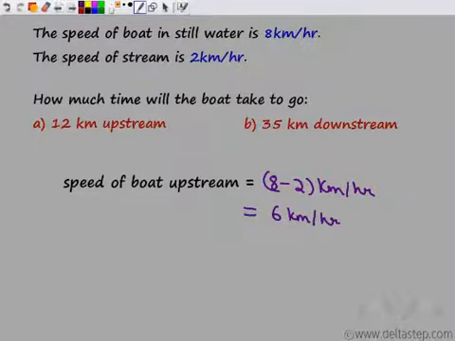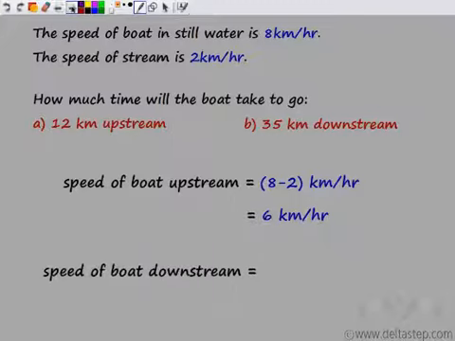Similarly, I can find the speed of the boat downstream also. When you're moving with the stream, you're moving downstream. And when you're moving with the stream, the speed increases. So the speed of the boat downstream would be the sum of the speeds. So speeds here are 8 and 2. Sum of both these speeds would be 8 plus 2 kilometers per hour, which is 10 kilometers per hour.